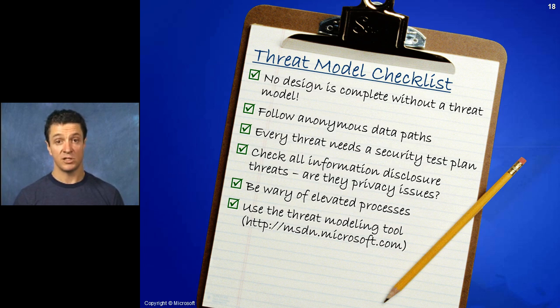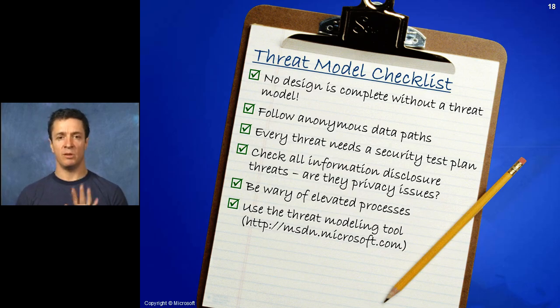Watch out for all your information disclosure threats. Are there any privacy issues underneath there? And finally, watch out for elevated processes. I mean, does this process have to run in some kind of elevated identity? Because if the answer is yes, it has to for these reasons, then if I can make that fail and I'm a lower privileged user, then I may be able to actually elevate my privilege on the box, which would not be good. And finally, use the threat modeling tool.